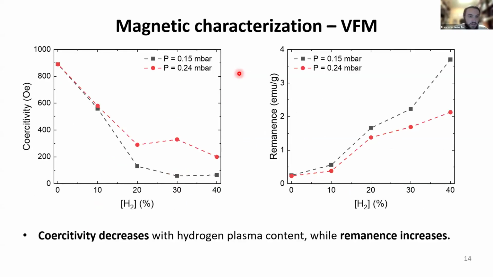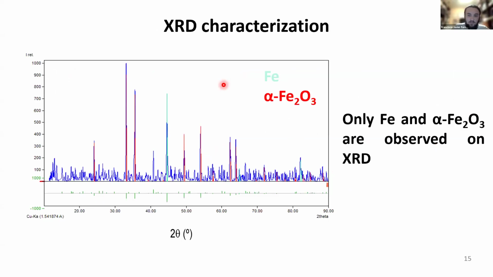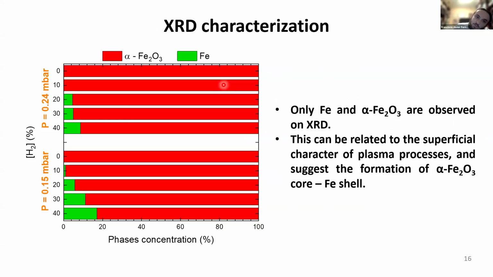We also see that when we increase the hydrogen content in the plasma, the coercivity decreases while the remanence increases. We also performed some X-ray diffraction characterization, and what is interesting here is that we only see iron and hematite. We don't see any magnetite. We performed a fitting of the XRD spectra considering a mix of iron and hematite, and we see an increase in the concentration of iron for the samples that have the highest saturation magnetization.